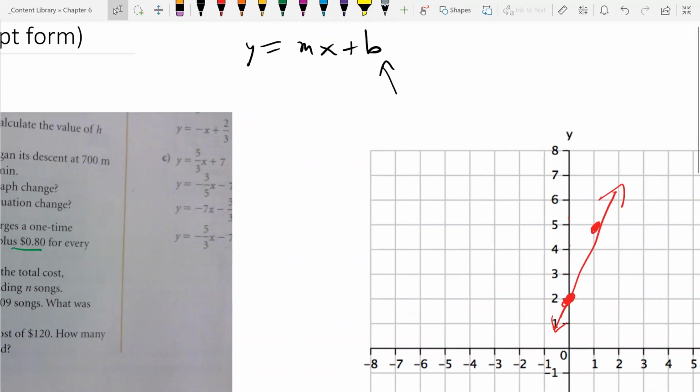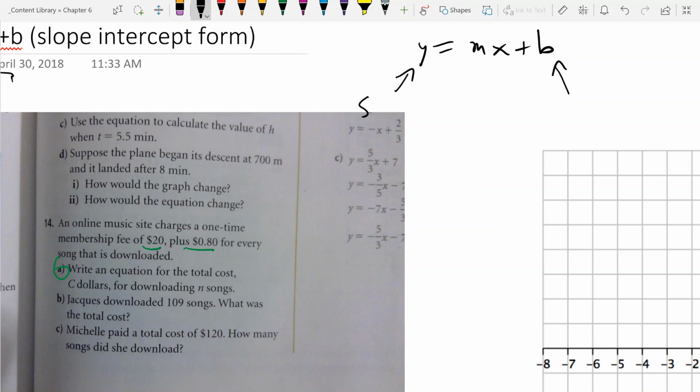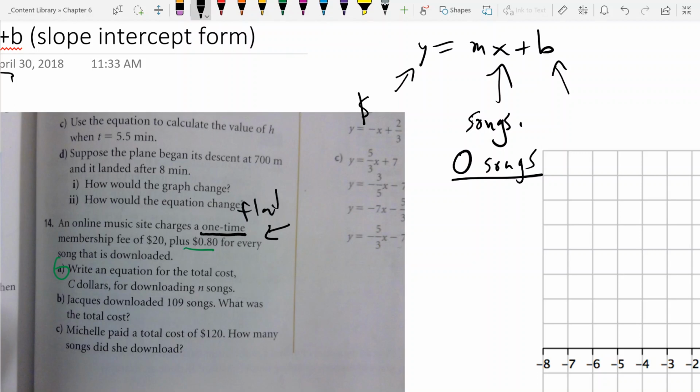And if you think in a graph, the y-intercept is whatever the cost is, or whatever the y value is, when x is 0. So in this situation, y is going to be cost, and x is going to be the number of songs. If you buy 0 songs, how much do you have to pay? Well, you have to pay that membership fee. A lot of times questions will say something like one-time fee, or flat fee. That is always going to be your y-intercept.